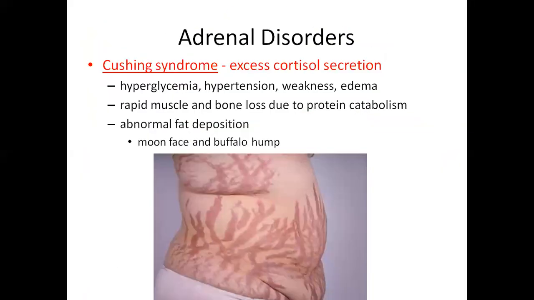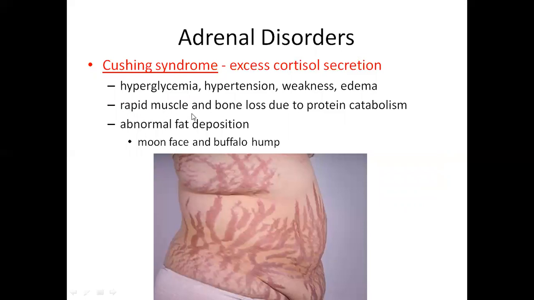Now coming to certain disorders related to the adrenal gland. Suppose the glucocorticoids are released in excess, that is cortisol excess secretion. I told you it is a hormone which increases the blood glucose levels, isn't it? So that means it is inducing diabetes mellitus. It leads to hyperglycemia, hypertension, weakness, edema. That's the reason I told you it is a diabetogenic hormone.